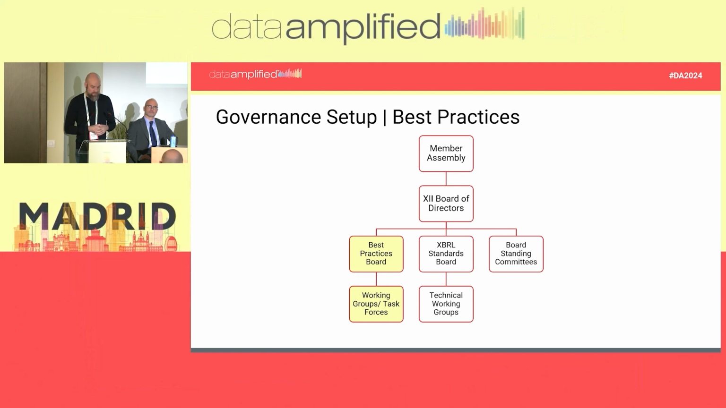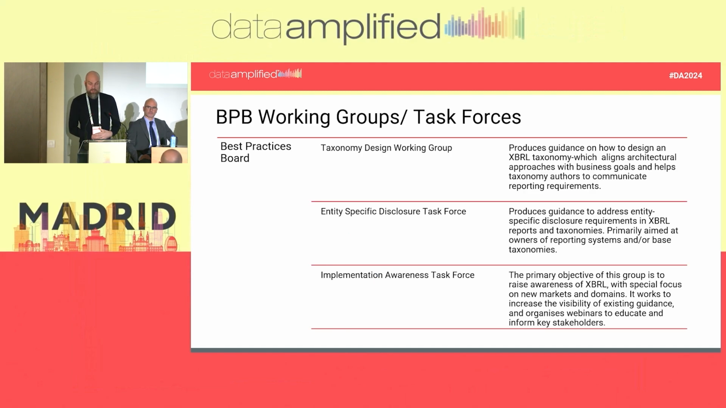And then the working groups and task forces. On the next slide we can see the 3 groups that we currently have. It's the Taxonomy Design Working Group, which provides guidance on how to design taxonomies and architectural approaches for these taxonomies. Then we have the Entity-Specific Disclosure Task Force, which focuses on entity-specific disclosures. That is, for example, the ESEF requirement, but not only. Also in the US, we have some entity-specific disclosures, how we should structure them, and what can we learn from these disclosures. And then relatively new is the Implementation Awareness Task Force, which is tasked with raising awareness of XBRL, right?